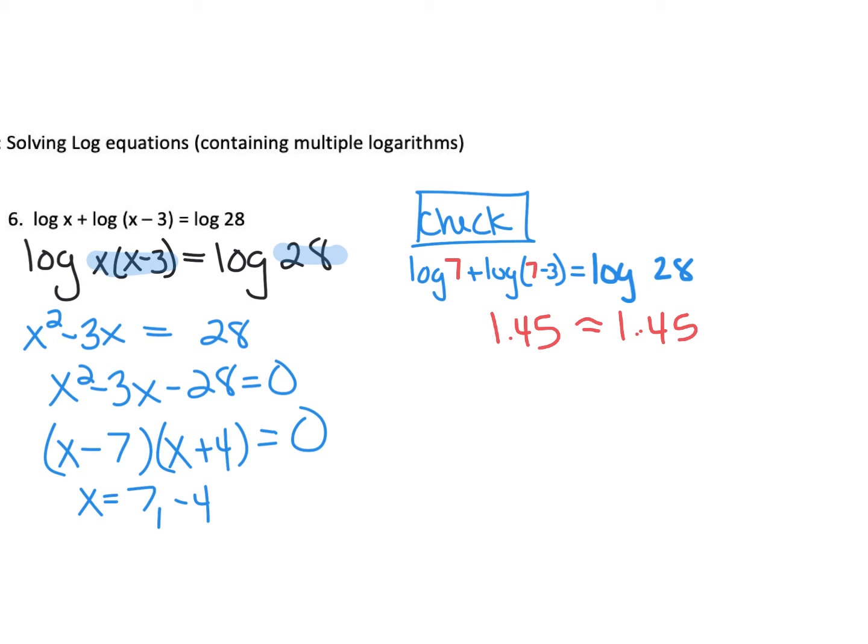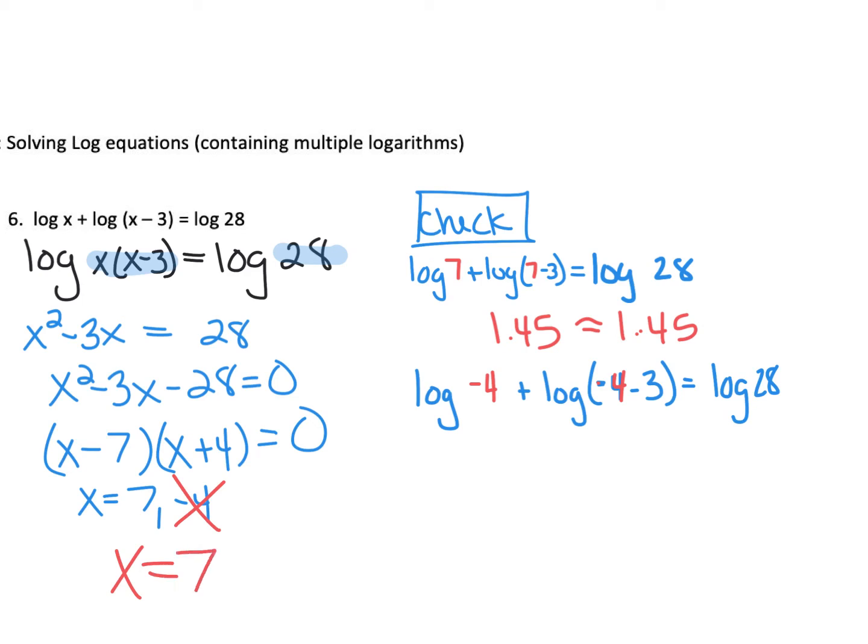And then I'm going to do this again. And when I plug this one in, I have log of negative 4. And I cannot take a log of a negative. So this is an extraneous solution. It looked like it worked, but it does not satisfy the original equation. So x equals 7 is my only solution.